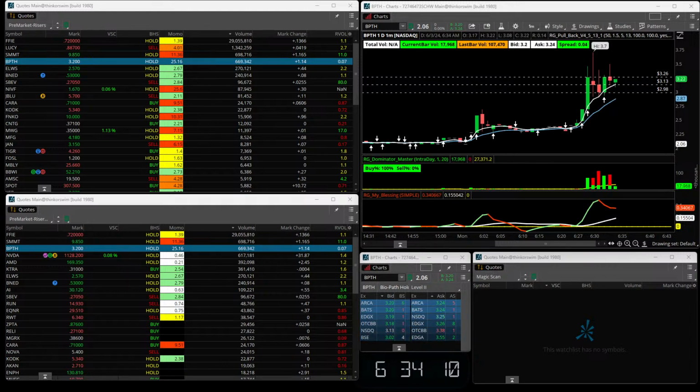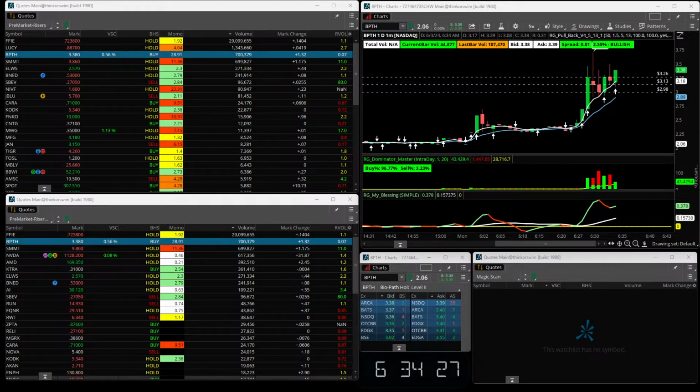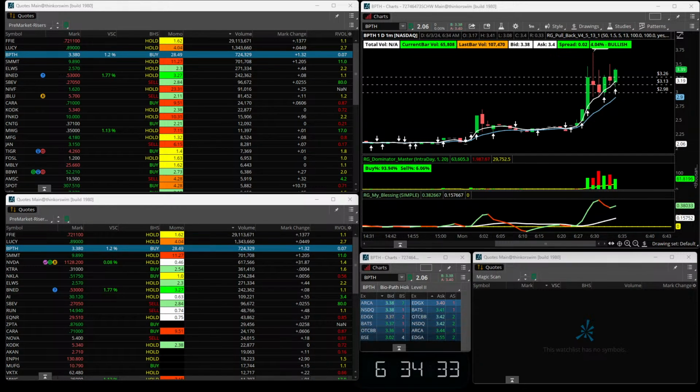Good job, Rain. Rain, did that one take you into the red for a moment? I thought so. It recovered nicely, though. Now up to 340.